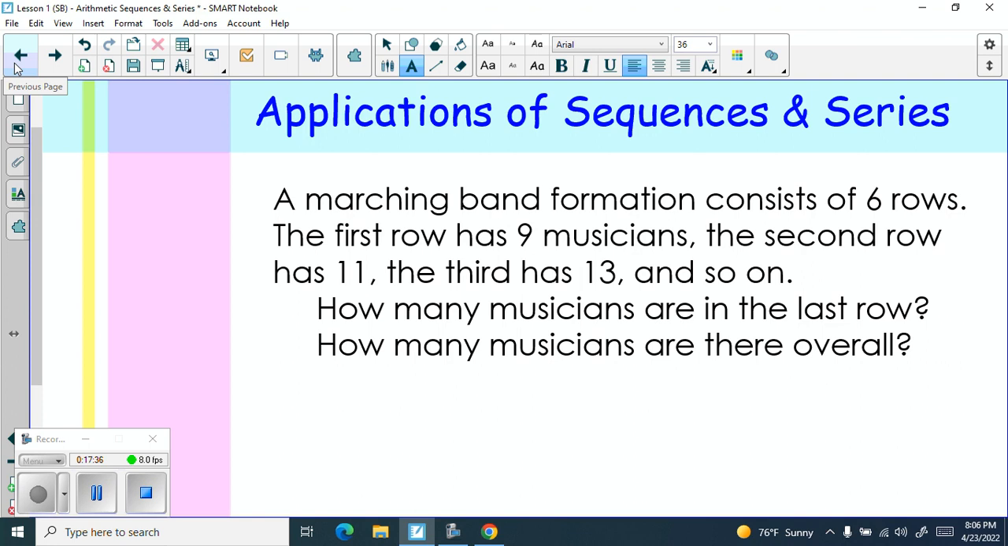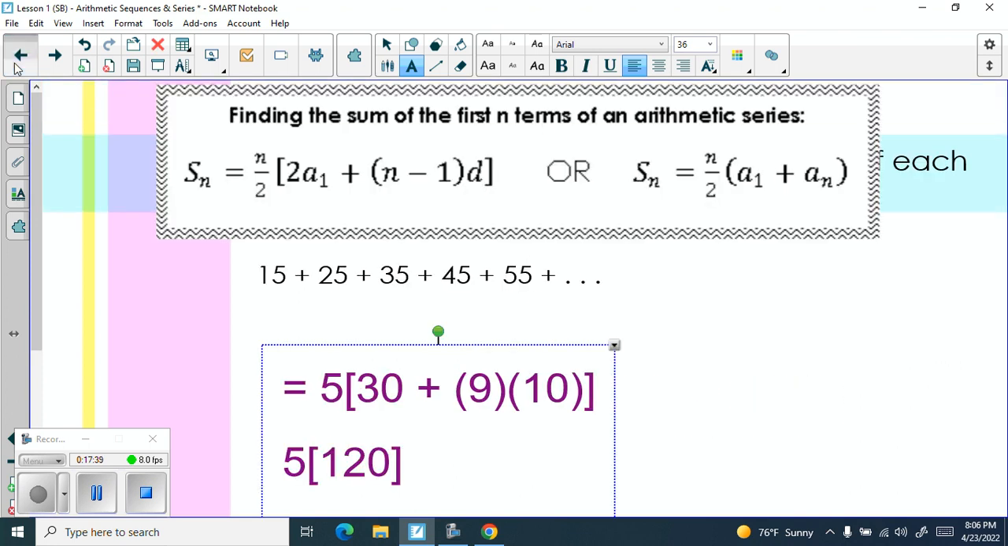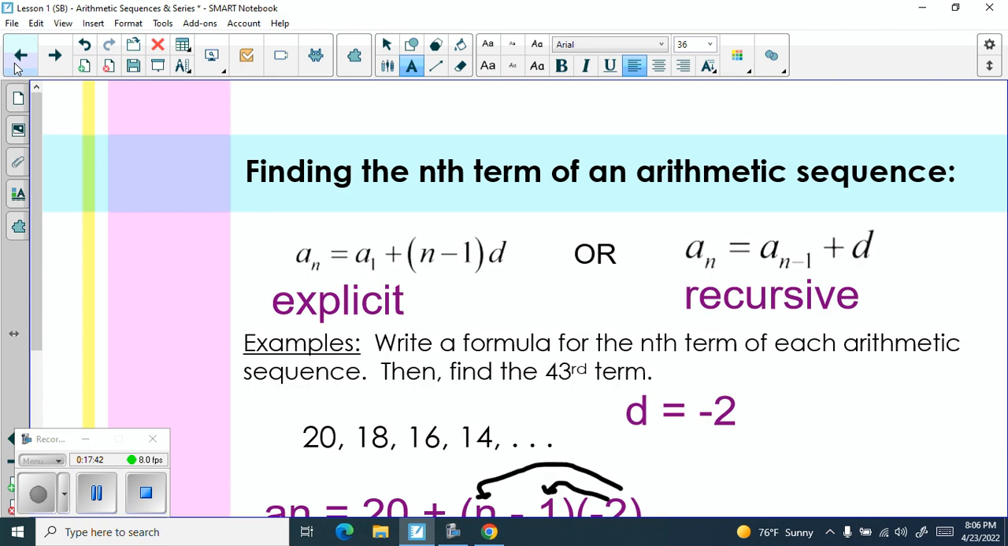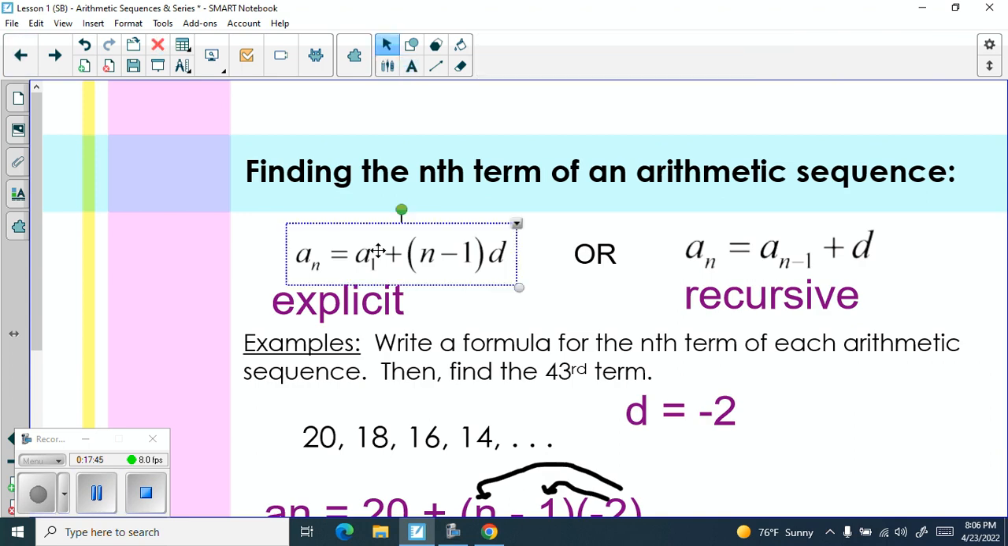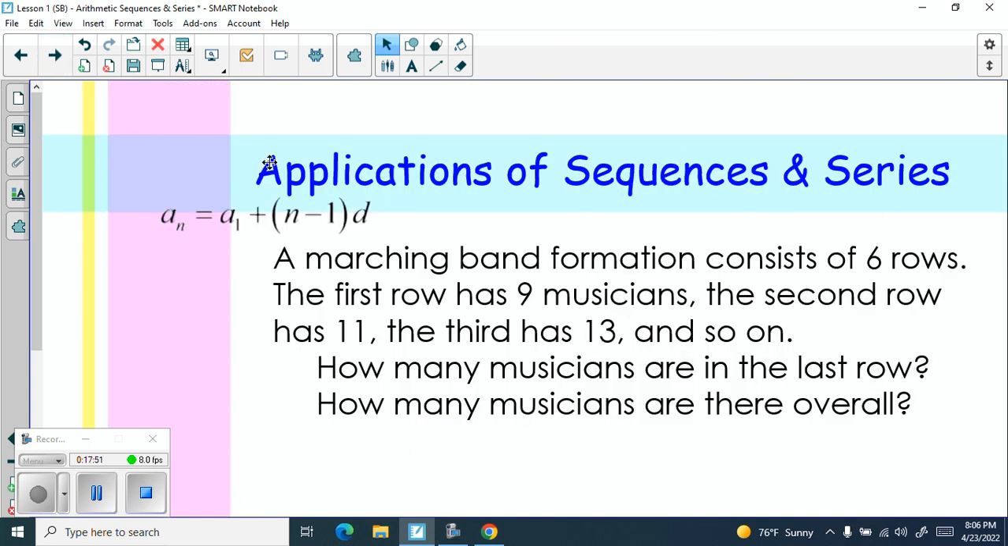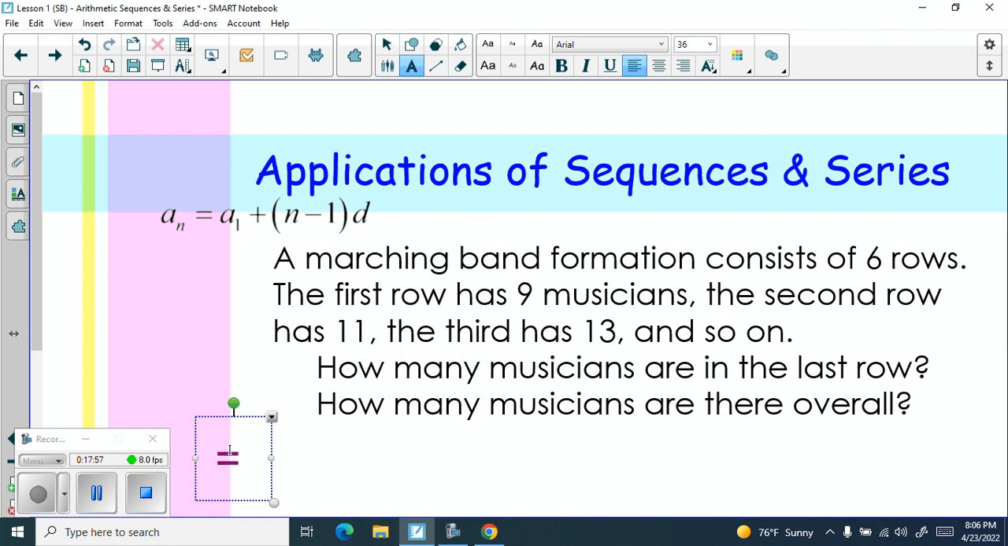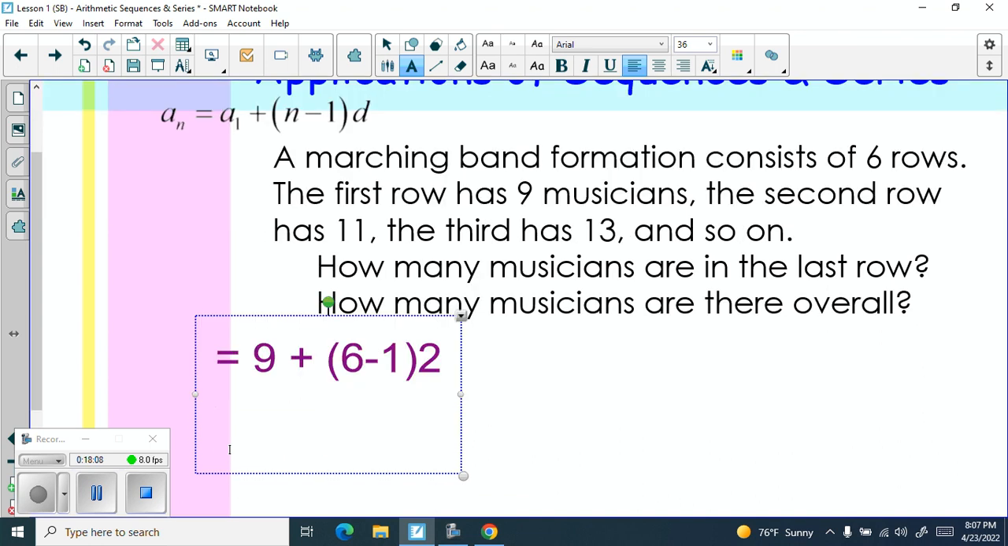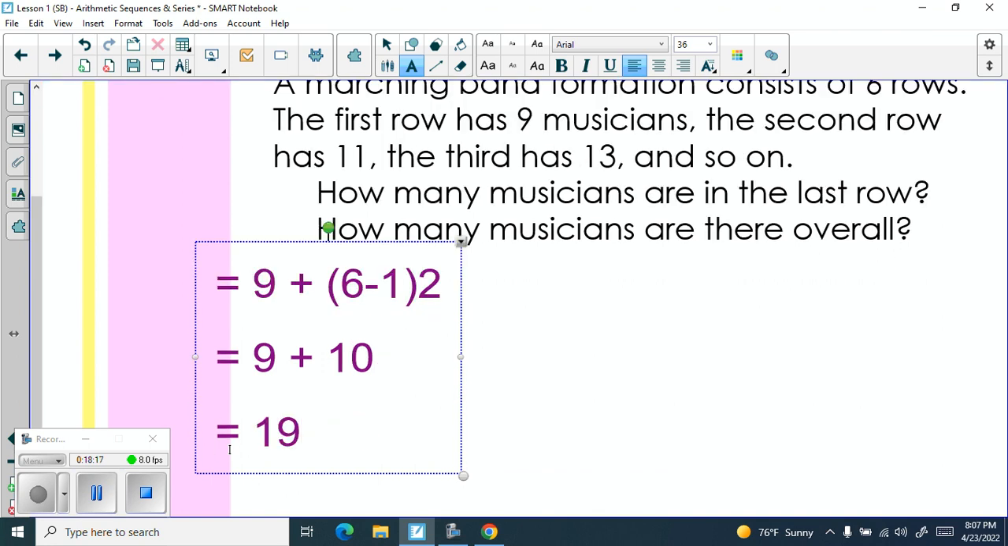So to figure out the amount in the last row, that would be a sub 6. So I'm going to go back to when we talked about that formula, which is right here. I'm going to copy that formula and put it on my slide so I can have it right in front of me. Okay, so we want to find the 6th term, right? So our first term was 9, and then we are finding the 6th one, so 6 minus 1. And then our common difference, so we went from 9 to 11 to 13, so we're adding 2 each time. So that's 2. 6 minus 1 is 5, and 5 times 2 is 10, and 9 plus 10 is 19.